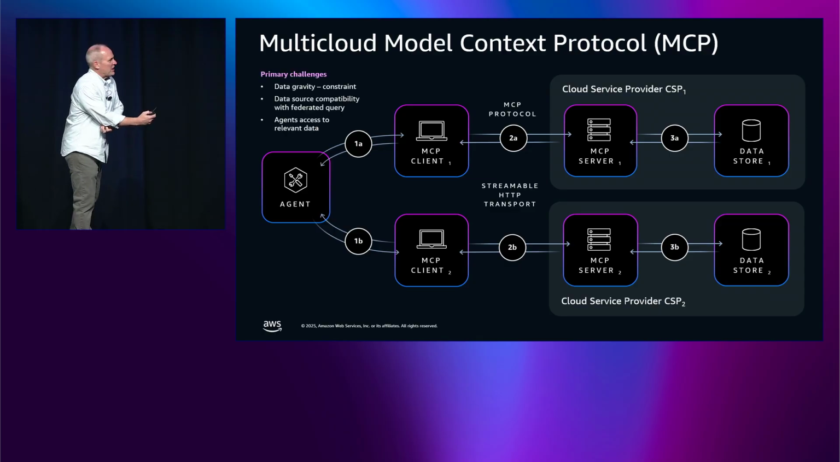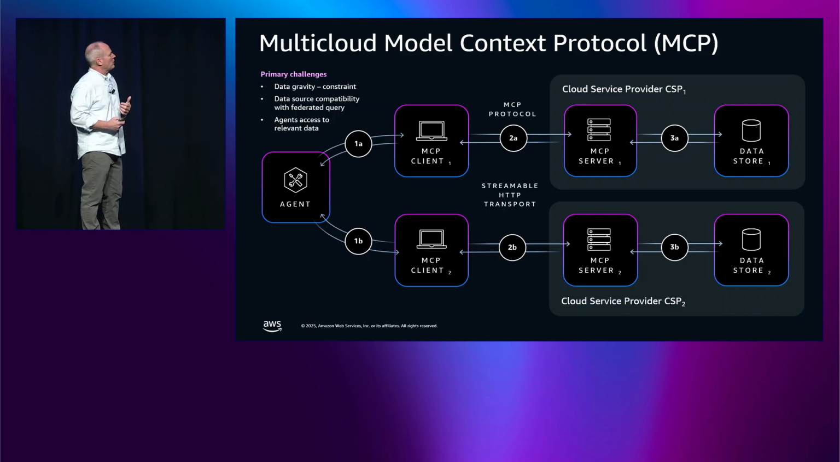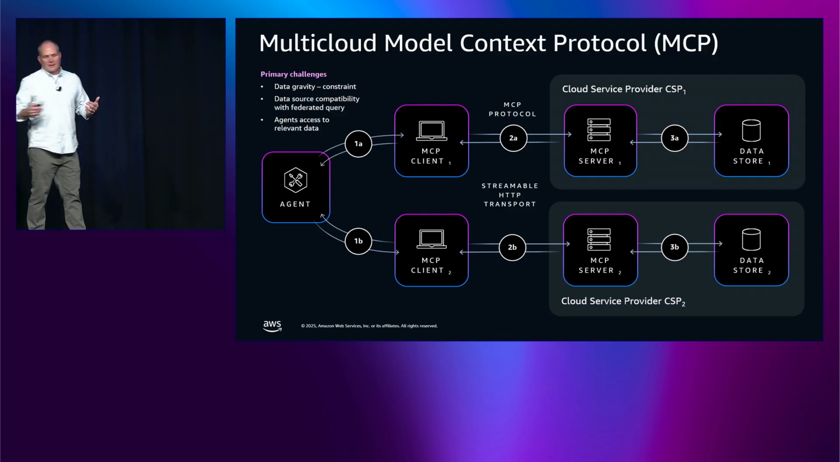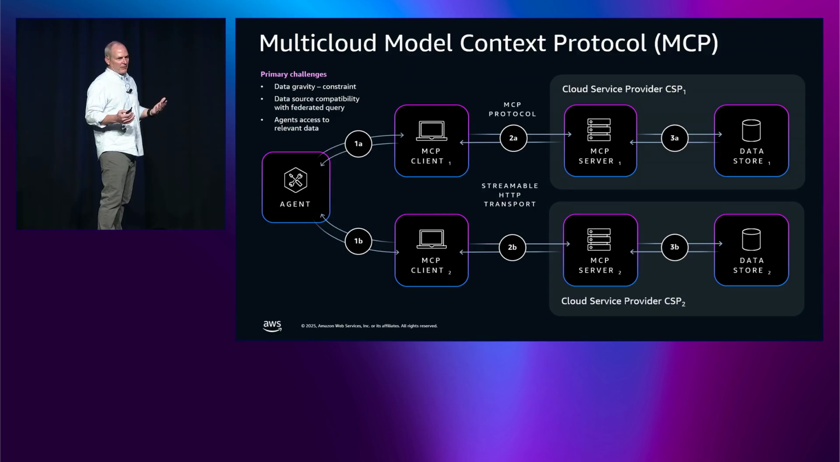So let's go through some of the challenges. We talked about data gravity. That's kind of our constraint. That's what we're trying to work around here. I talked a little bit about the data source compatibility. Take it one step further. For example, there may be a discrepancy in terms of data type support. One may not support a blob, just as an example. These are scenarios where you may have to consider something else.